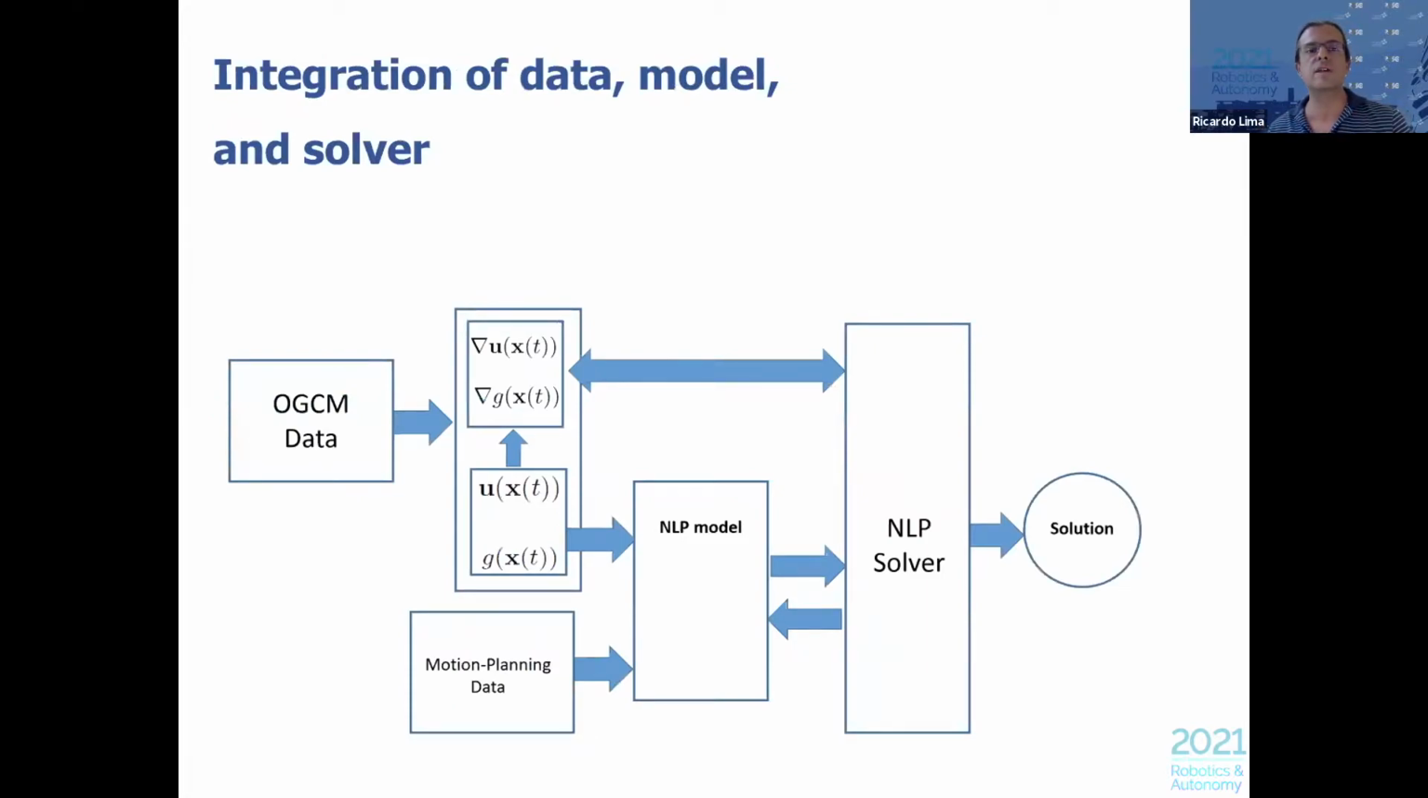Overall, in terms of the integration of data, model, and solver, we have our OGCM data, the matrix. We create the function with the current and the function for avoiding the obstacles. The gradients, we integrate these with our NLP model. We have the motion and planning data, and with our NLP solver, we get a solution.